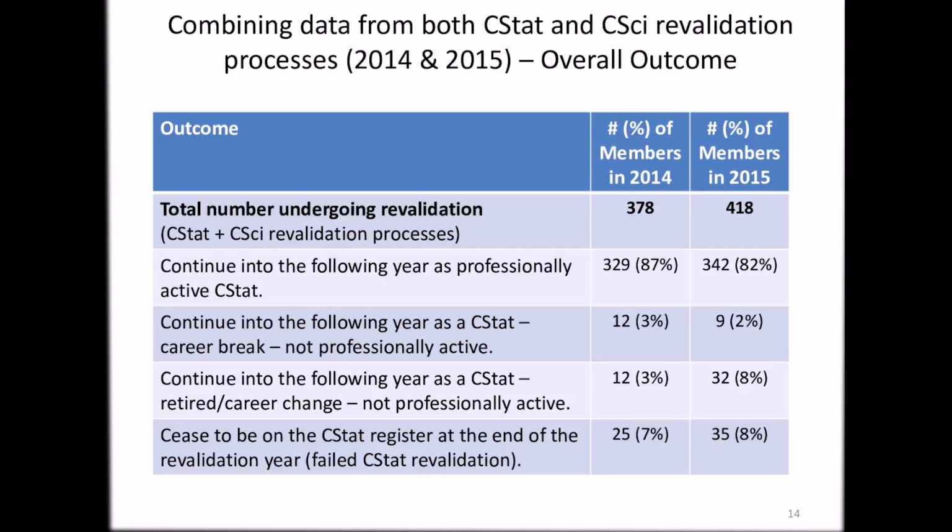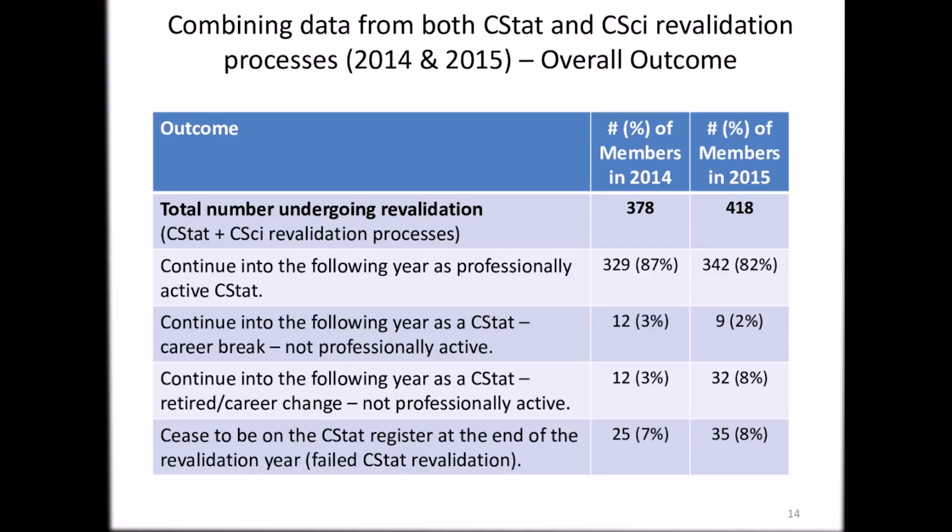So you will see that overall, in each of the last 2 years, about 400 charter statisticians have undergone revalidation each year. Around 85% remain as professionally active CStats, and about 7.5% switch to not professionally active, and 7.5% cease to retain chartered status. So this year, about 300 will undertake the CStat revalidation process, and 200 the CSI revalidation process, which makes about 500 revalidating in total. So that, if you like, concludes the summary of what's happened in previous years.